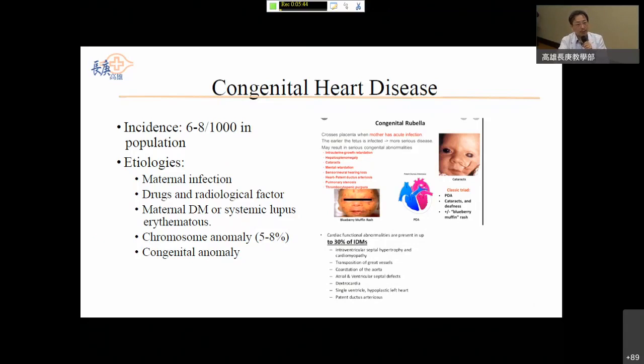As we can see from the pictures on the right, here is a sample of congenital rubella. What is congenital rubella? It's when a mother has an acute infection through their pregnancy. And what will that cause the baby? What will that affect a baby? Mostly we know when the mother has a congenital rubella, the baby, the poor kid, might have a classic triad. What we mean by a classic triad is the first, PDA. PDA is patent ductus arteriosus. Okay, patent ductus arteriosus. And secondary is cataract or deaf.